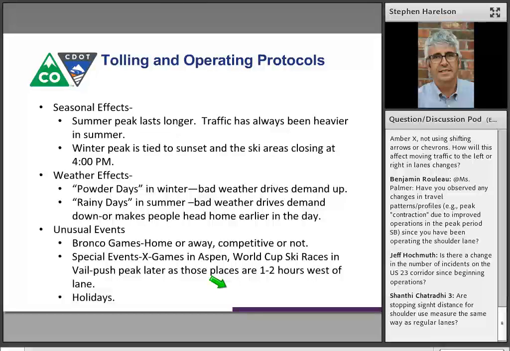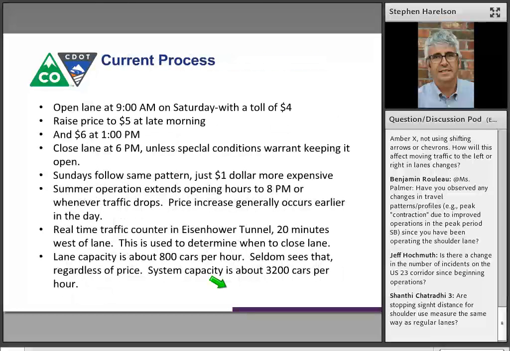And then holidays, obviously, Christmas week, and how the weather and the Bronco schedule fits in with those drives some of our demand.